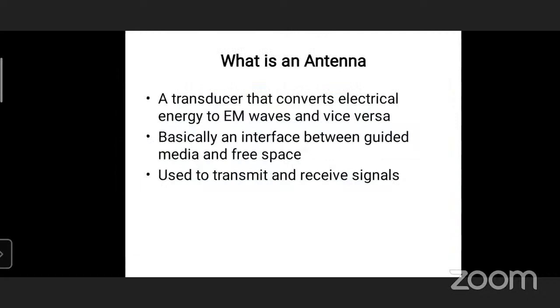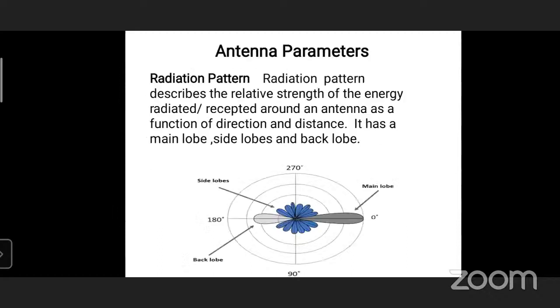Now, what is an antenna? An antenna is basically a transducer that converts electrical energy into EM waves and does the opposite on a receiver. It is basically an interface between guided media and free space. Now, the antenna parameters: first is the radiation pattern. Radiation pattern describes the relative strength of the energy radiated or received around an antenna as a function of direction and distance. That is, how much energy has been radiated or received and in which direction. It basically has 3 lobes: the main lobe, the area where maximum energy is radiated, the side lobes, and the back lobe.